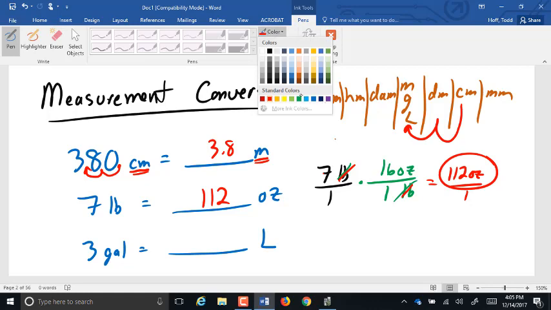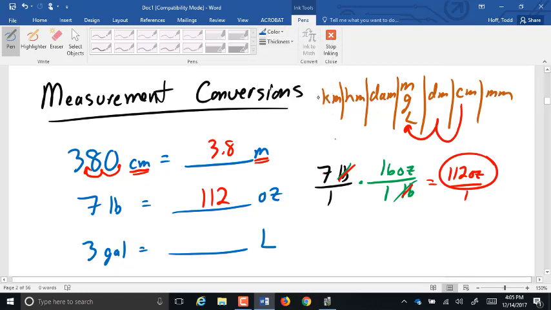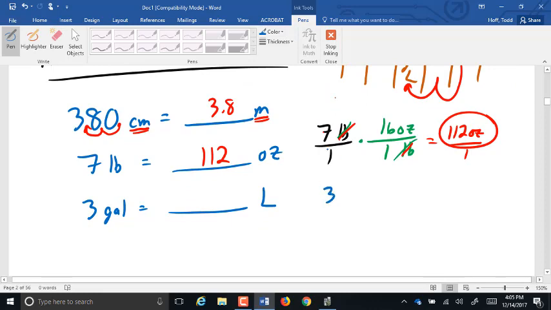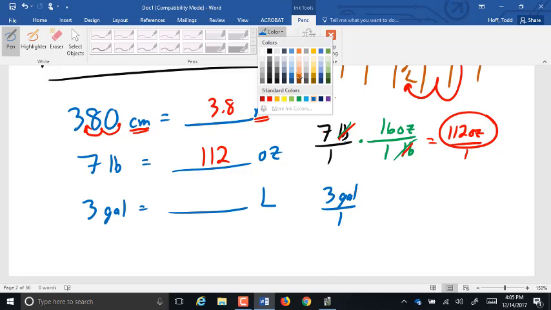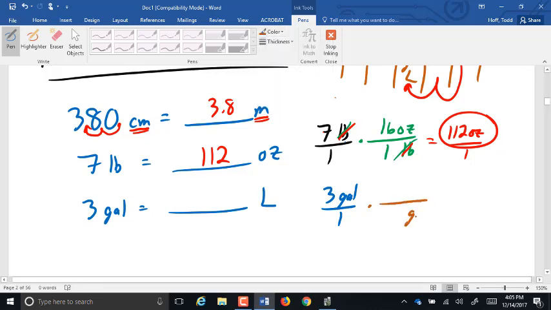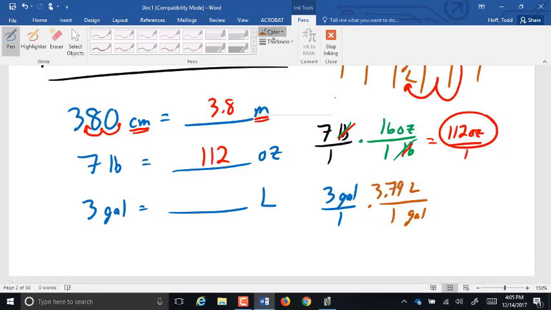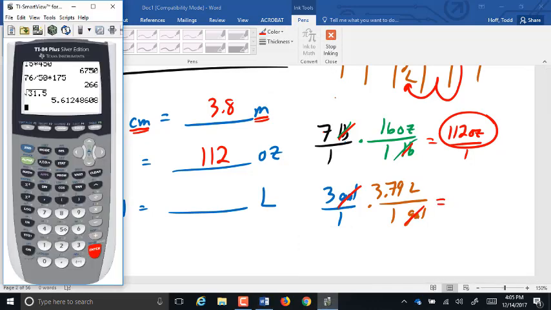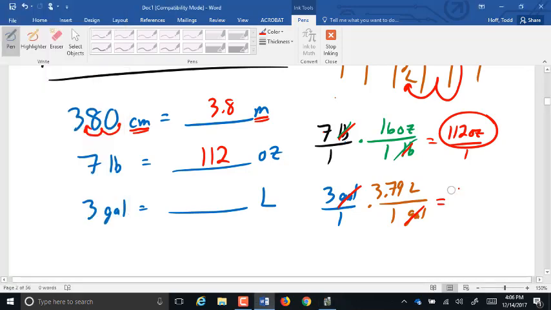Gallons to liters is a standard into metric conversion. So we do it the same way as we do the standard conversion. It's 3 gallons over 1. We're going to put gallons on bottom and liters on top so that the gallons cancel out. 1 gallon is 3.79 liters. Gallons cancel out. On bottom, it's 1 times 1 is 1. On top, 3 times 3.79 is 11.37 liters.